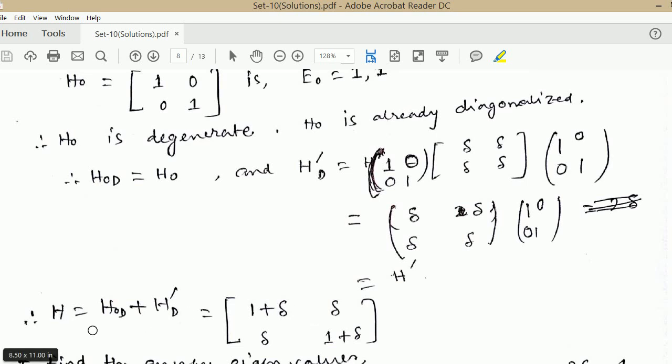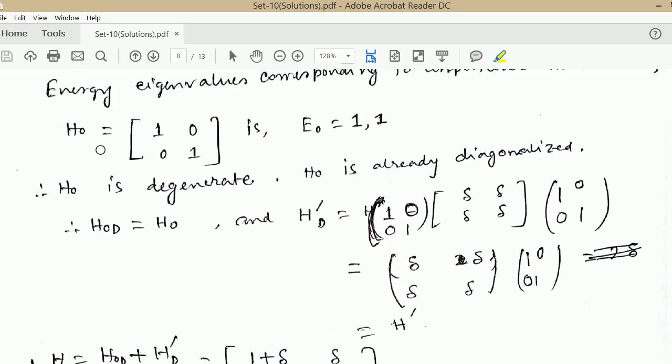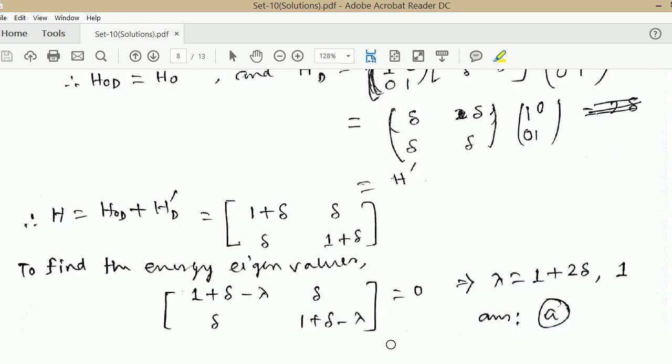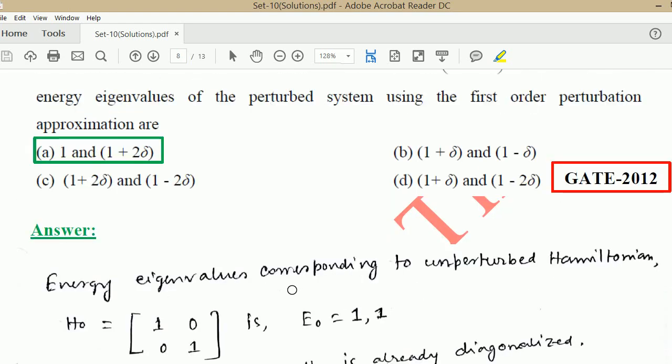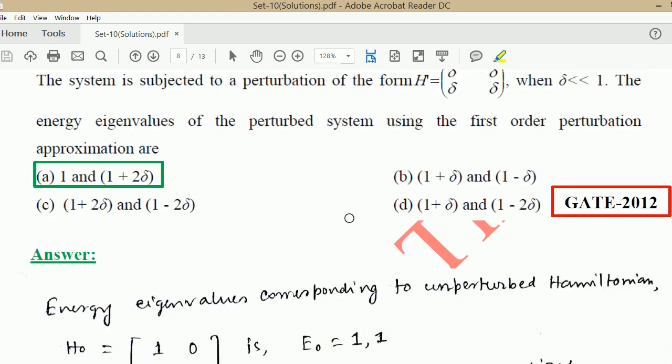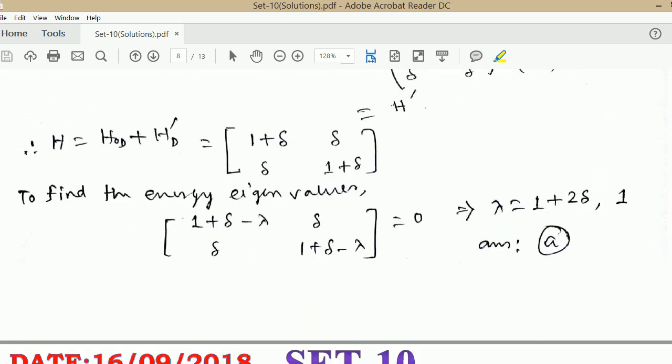Therefore the total Hamiltonian becomes H0d plus Hd prime. This is H0d and this is Hd prime. If you add them up, you will get 1 plus delta, delta, delta, 1 plus delta. Now to find the first order energy eigenvalues of the perturbed system, the Hamiltonian of the perturbed system is this. To find the energy eigenvalues, we use the same formula, A minus lambda I equals 0, and find the characteristic roots.